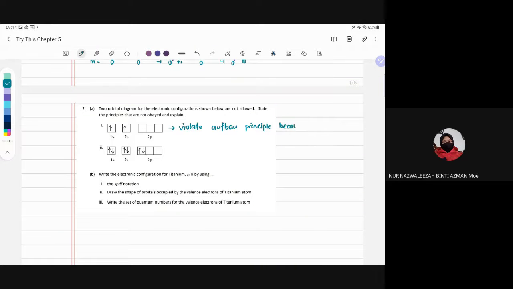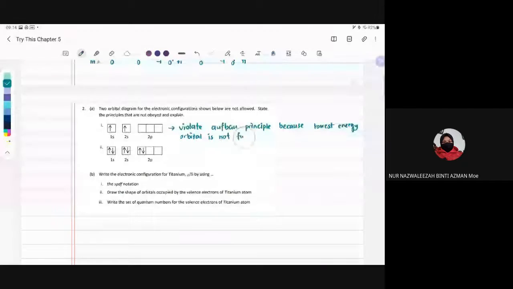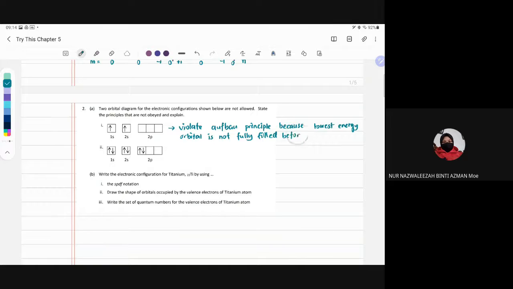Because lowest energy orbital is not fully filled before filling higher energy orbital. Sebab Aufbau cakap kita akan isikan orbital of lower energy first. Now the second one. Yang ini.